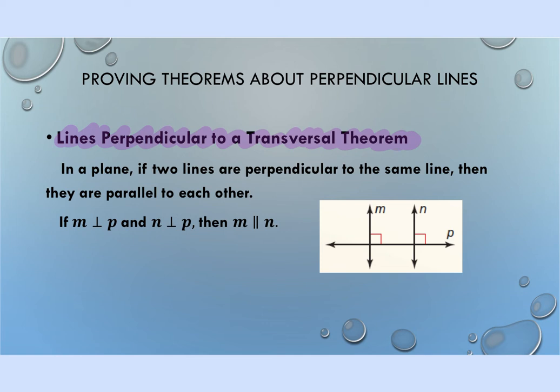So this is now the sixth way to prove lines are parallel. Okay, so we can add this to our list. We had 5, which means it's alternate interior angles, converse, alternate exterior angles, converse, corresponding angles, converse, same side interior or consecutive interior, converse, the parallel transitive property, and now lines perpendicular to a transversal theorem.